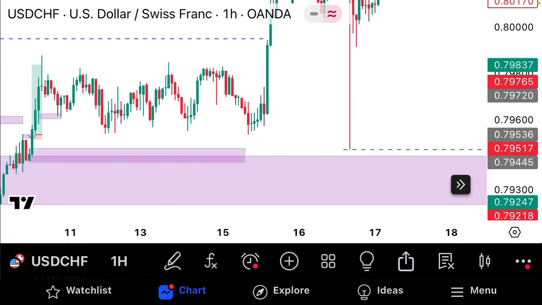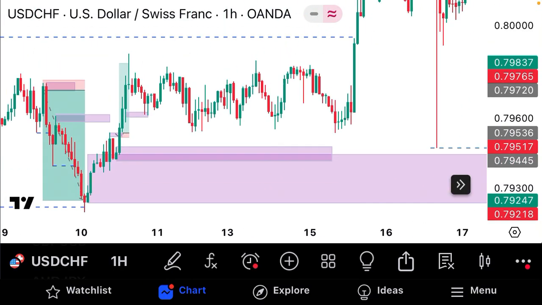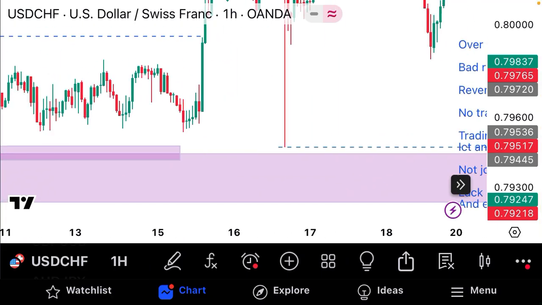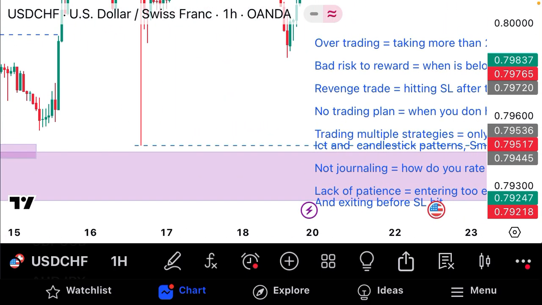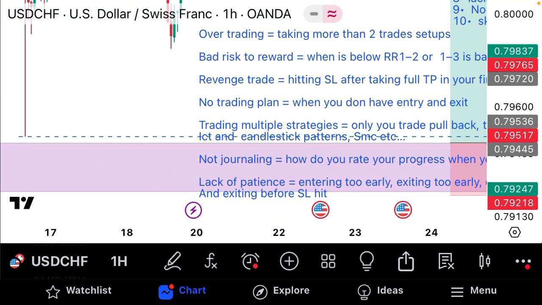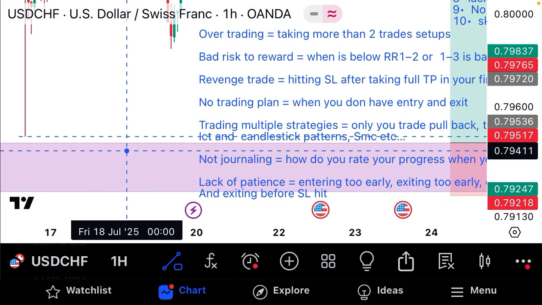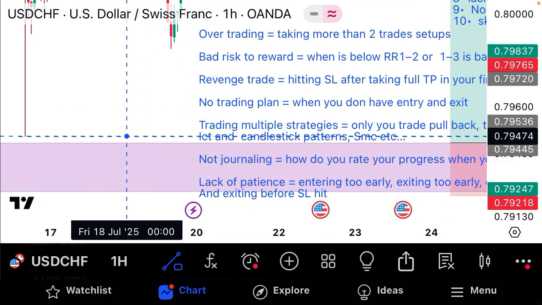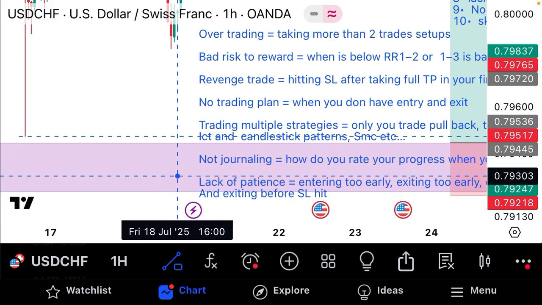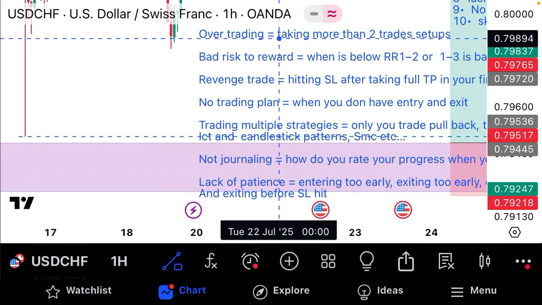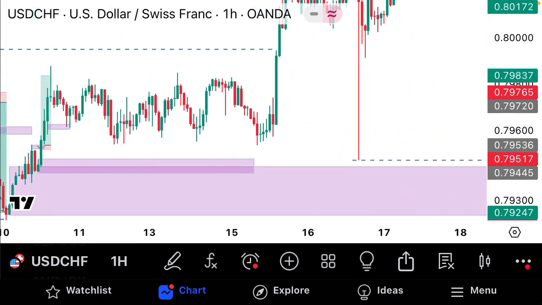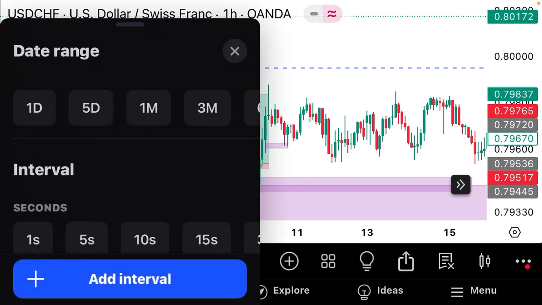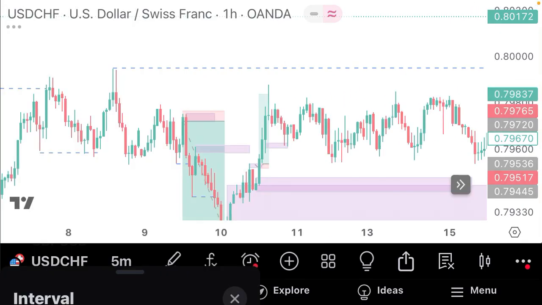Like, this is my POI in a 4-hour time frame, and this is the inducement. So what I'm waiting for is price to come and take this swing low out and tap into my POI and push up. You understand? So this is the only thing I trade. I don't trade any other thing. So let's go to a lower time frame for you guys to get a clear example of what I'm saying.